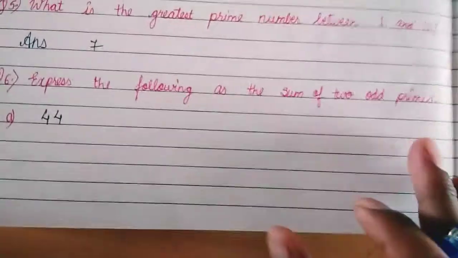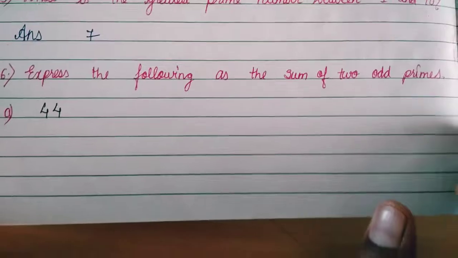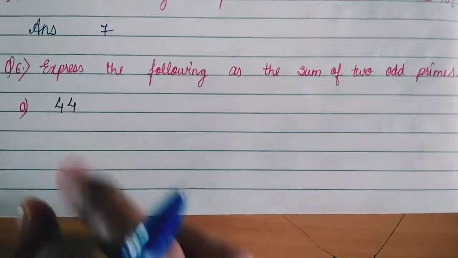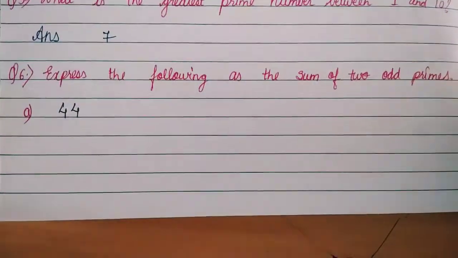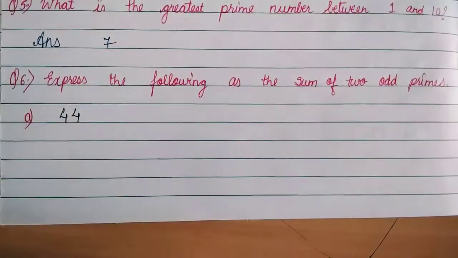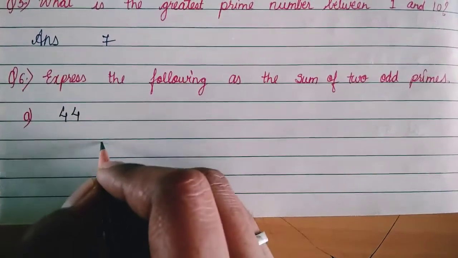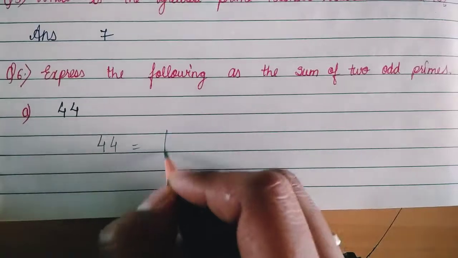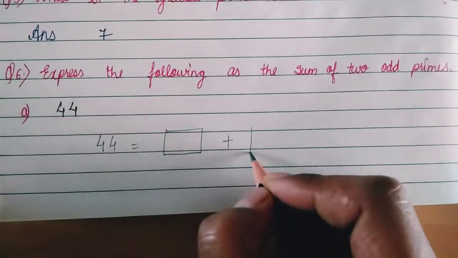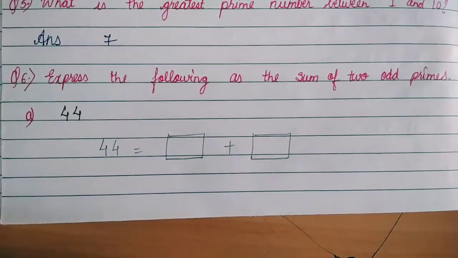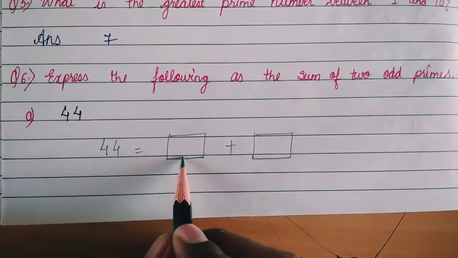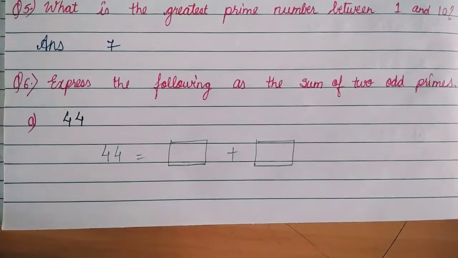Question number 6. Express the following as the sum of 2 odd primes. We have a number, and we have to express this number as the sum of 2 odd primes. It means we have to write 44 as the sum of 2 odd primes. So in this box we have to put odd prime numbers only.